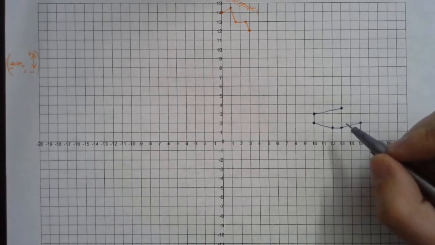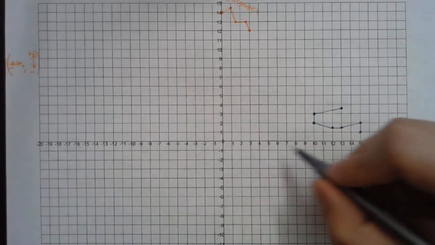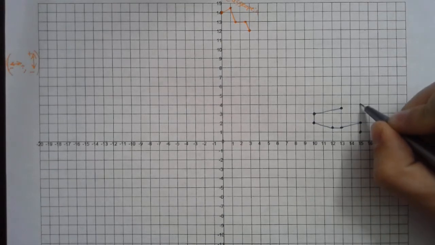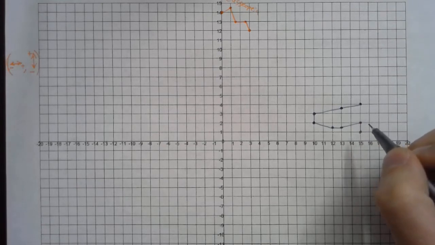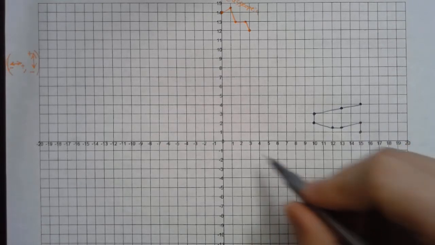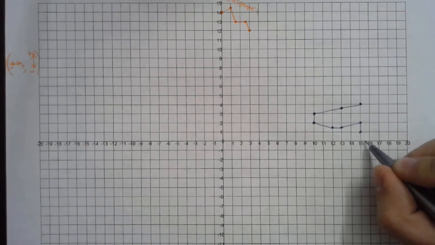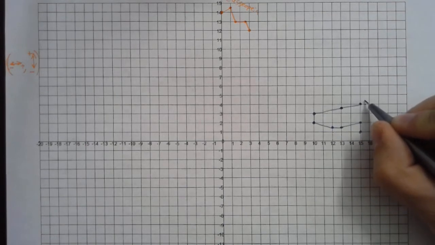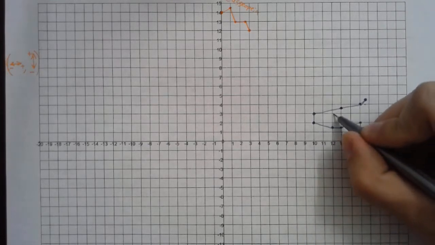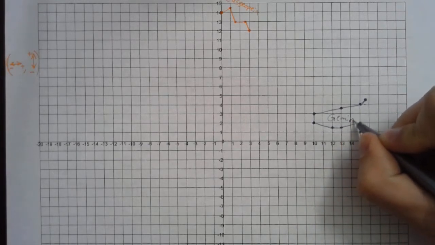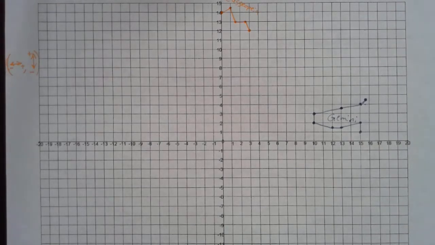Next up is 15, 4. That is 15 over and 4 up. And our last coordinate is at 15.5, 4.5. So 15.5 and then 4.5. It's going to be right here, not even on a line, just right there in the middle. And that is Gemini. All right, so we've got Cassiopeia and Gemini.